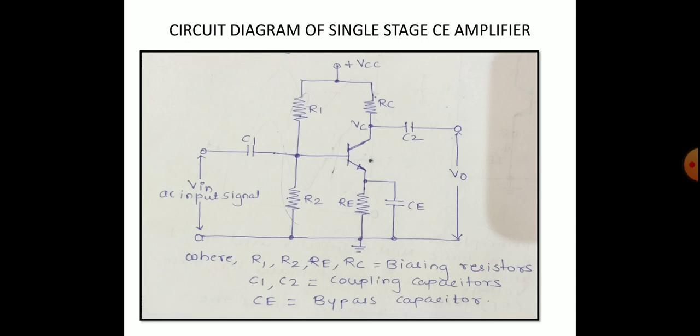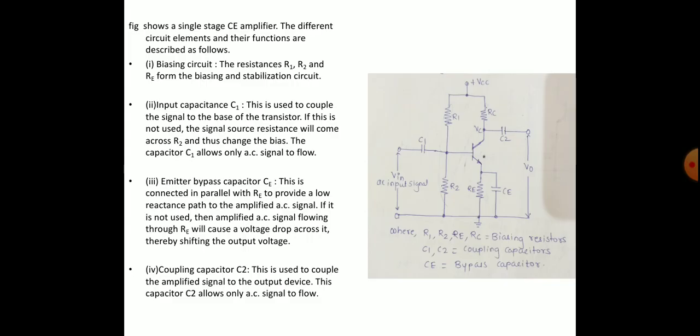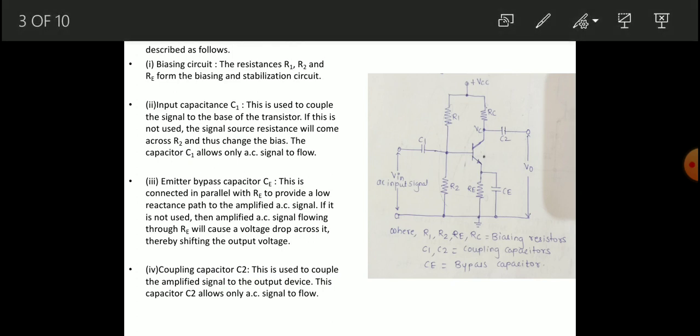Now we can see the transistor is biased to operate in the active region by using voltage divider biasing formed by R1 and R2. So we are using voltage divider biasing and we use the transistor in active region. Let us see the elements in the circuit diagram. We can see the biasing circuit has R1, R2 and RE. These resistors form biasing circuit and stabilization circuit.